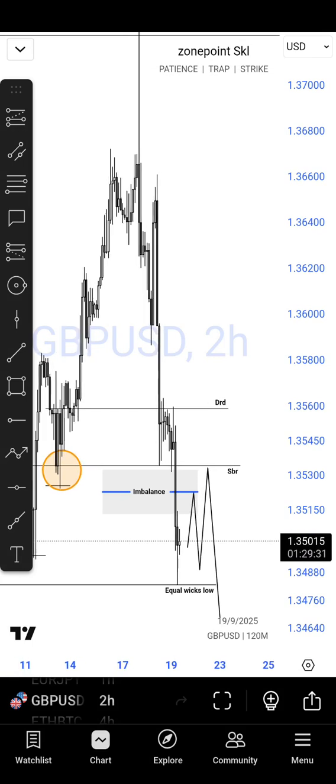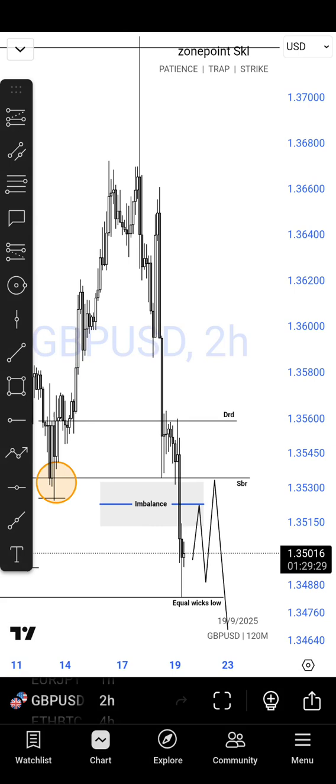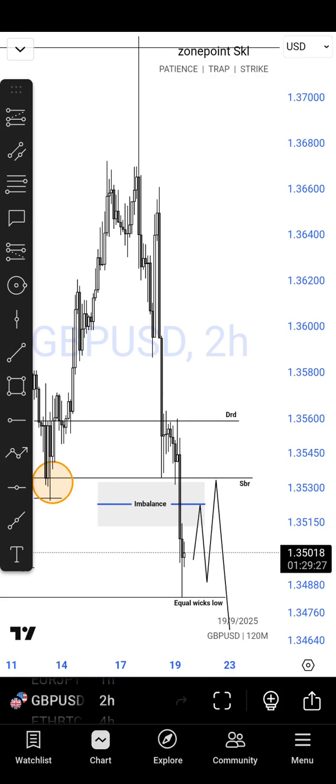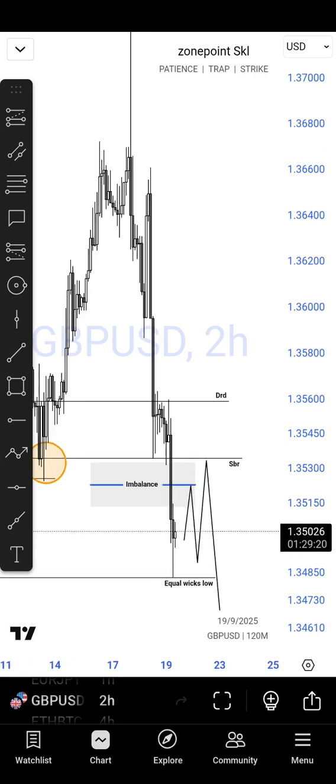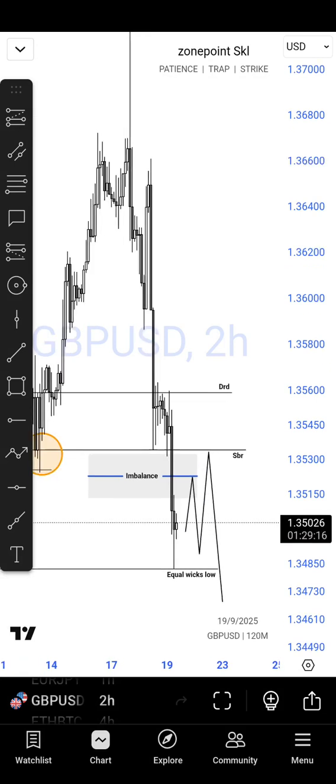So now you can see this imbalance. Price needs to fill it like 50%, create like an inducement before tapping into this RBS. So let's watch how price is going to do these things.